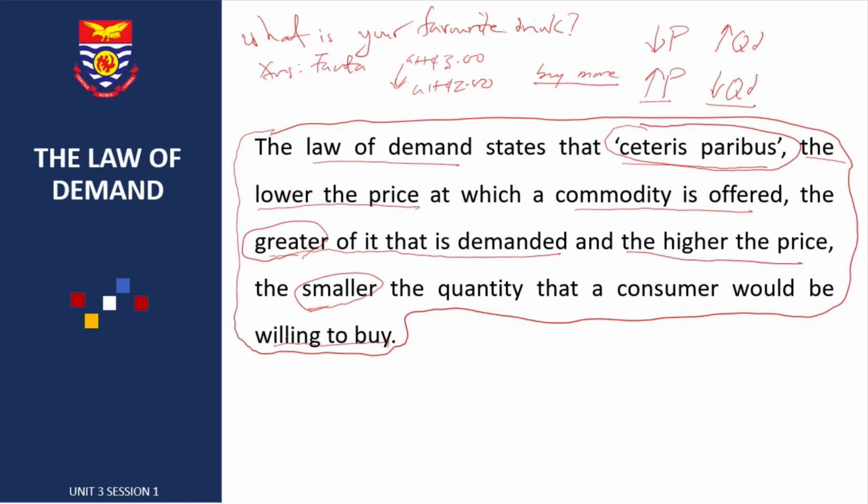Now, the law of demand therefore means that when the price of a commodity falls, like I've indicated here, see the arrow is coming down, the demand will increase. Here the arrow is going up. And when the price increases, as the arrow here is going up, the demand will do what? It will fall or it will reduce.